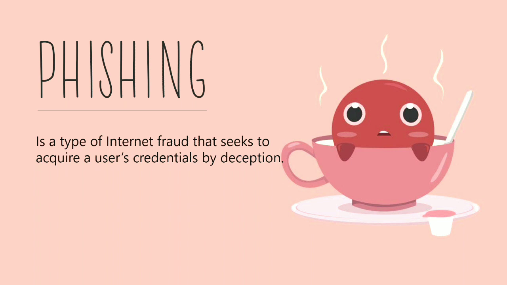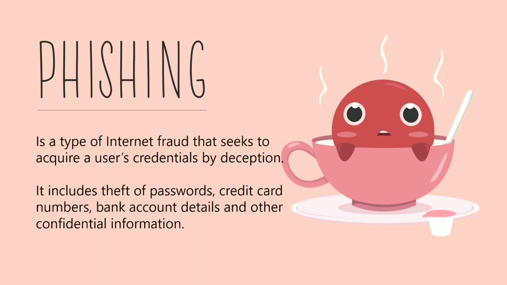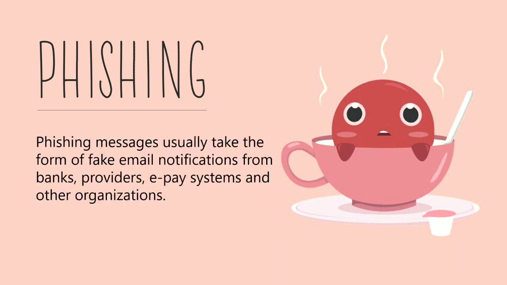Phishing is a type of internet fraud that seeks to acquire a user's credentials by deception. Typically, it includes the stealing of passwords, credit card numbers, bank account details, and other confidential information. Phishing messages usually take the form of fake email notifications from banks, from providers, from ePay systems, and other organizations. In the process of phishing, you will be prompted to access a fake site where you will enter your credentials or sensitive information. This information is exactly what the phishers are after.